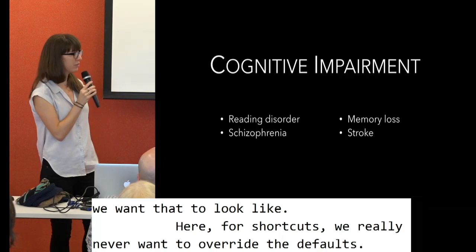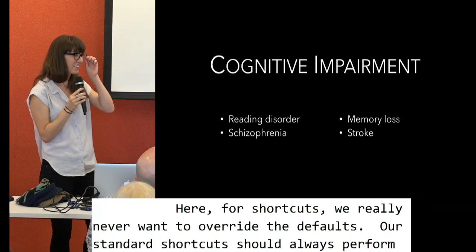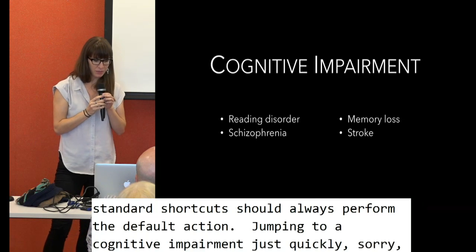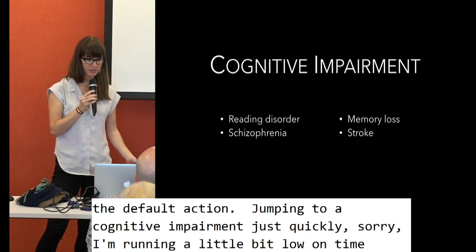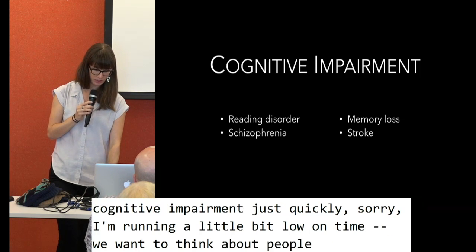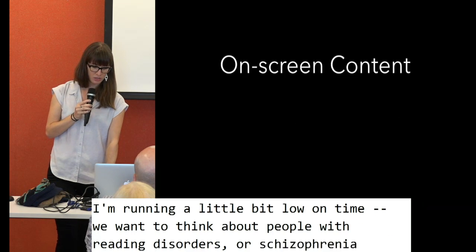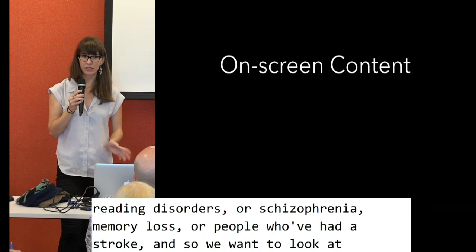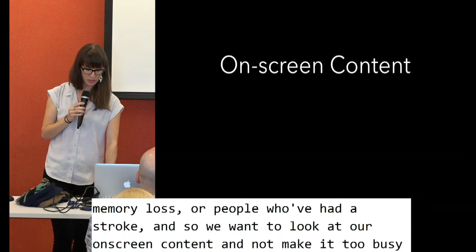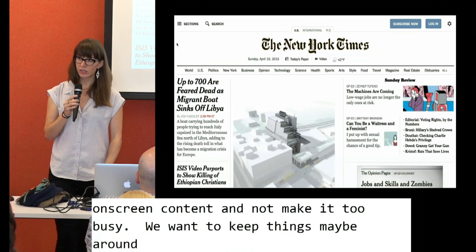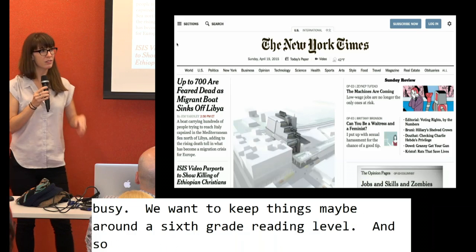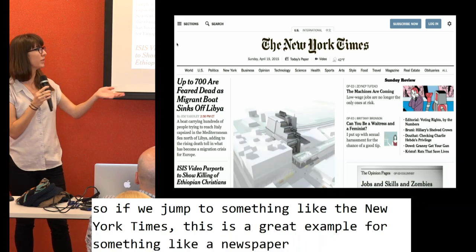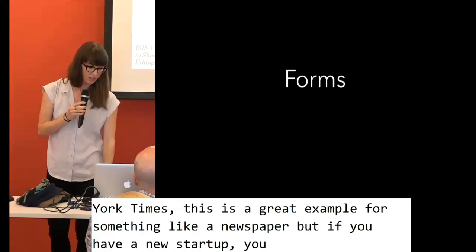Jumping into cognitive impairment quickly, sorry, I'm running a little low on time. We want to think about people with reading disorders, schizophrenia, memory loss, or people who have had a stroke. So we want to look at our on-screen content and not make it too busy. We want to keep things around maybe a sixth grade reading level. If we jump into something like the New York Times, this is a great example for something like a newspaper, but if you have a new startup, you probably don't want this much content on your page.